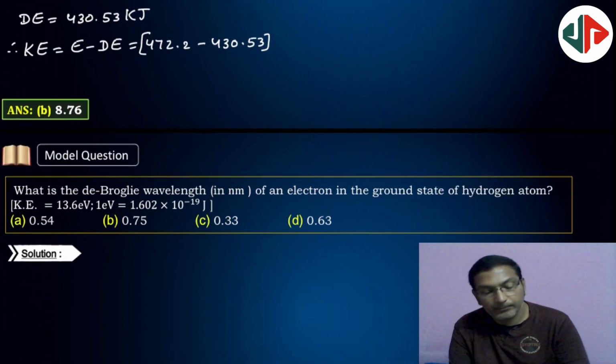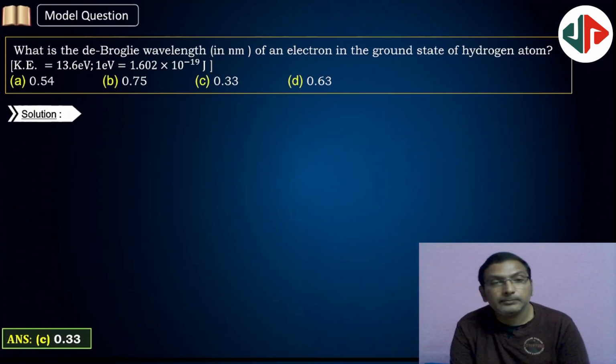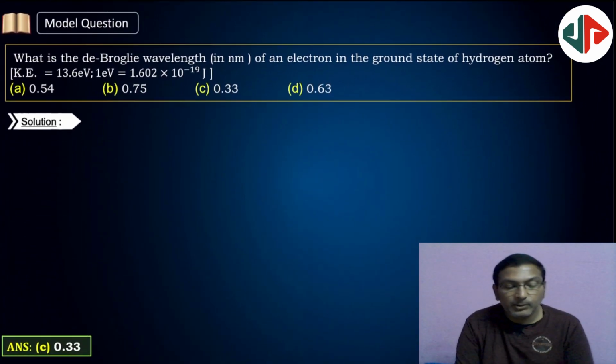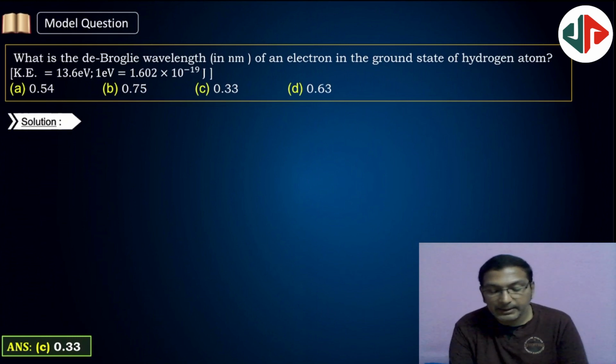Next question. What is the de Broglie's wavelength of electron in ground state of hydrogen atom? In ground state of hydrogen atom.